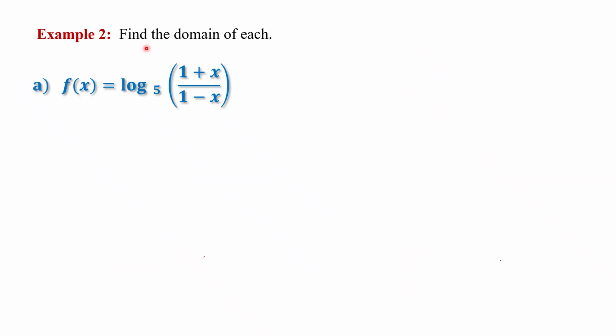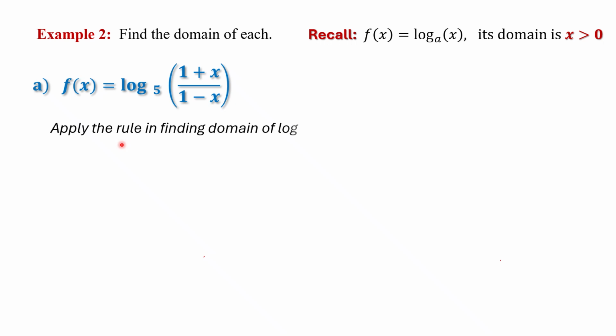In example 2, we're finding the domain with logarithmic function. So for the first example, f of x is equal to log base 5 of 1 plus x over 1 minus x. Let us recall that if the given function is log x base a, its domain is x greater than 0, so it cannot be a negative number. So since in this given function it is a log function only, then we will apply the rule in finding the domain of log, which is this expression must be greater than 0.